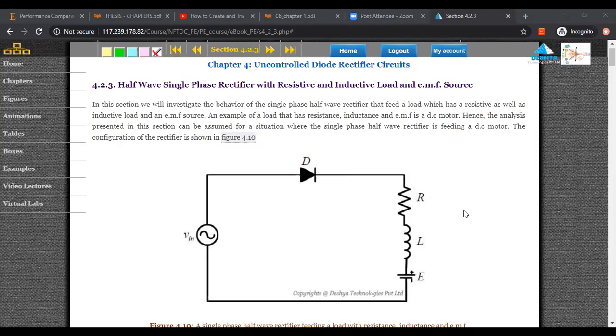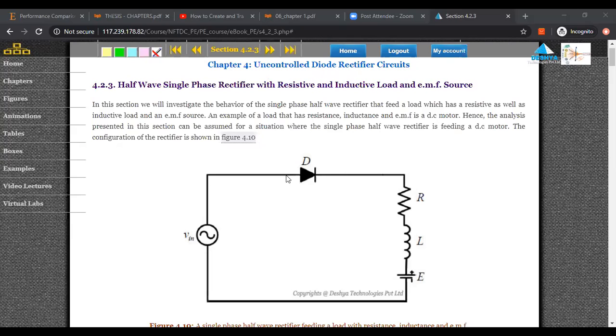Very simple. With respect to different elements connected in different ways with different conditions, what is the output voltage across the load? What is the current flowing through the load? What is its waveform? And what are its mathematical expressions? That's all. Very interesting.